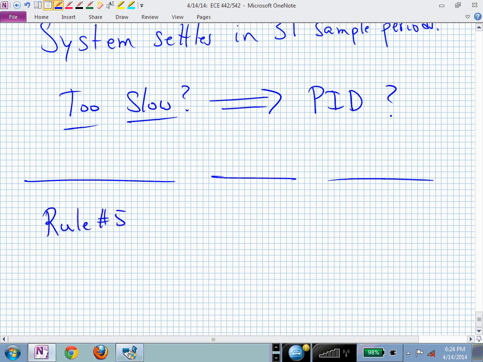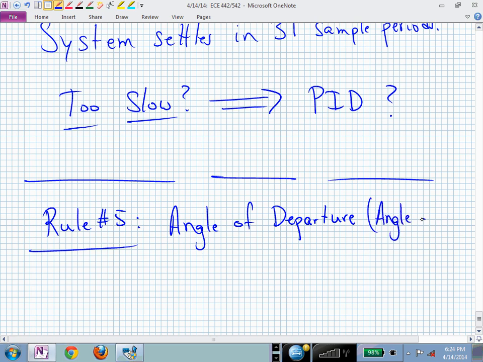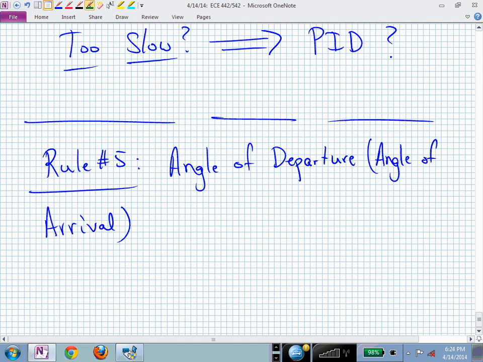But for now, let's go with rule number 5, and this is angle of departure or angle of arrival. And this really only is an issue when you have complex poles or zeros.